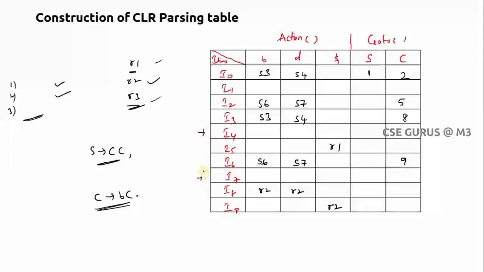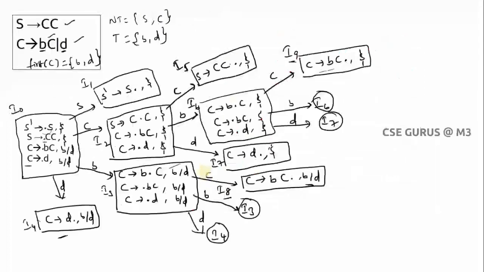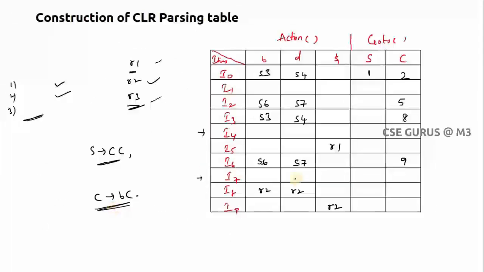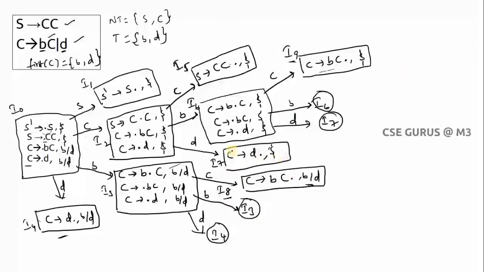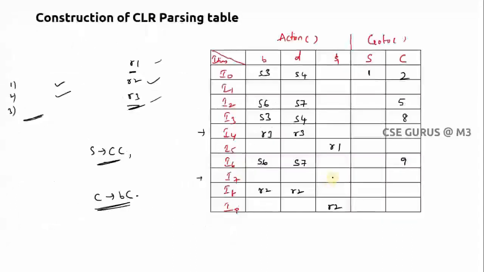In I4, what is the look ahead? B and D. So in I4, I need to go for B and D, and I need to write R3 here. And what about the next one? I7, what is the look ahead? Dollar. In I7, I'll go to dollar and I'll write R3. So that's it. And one more thing.